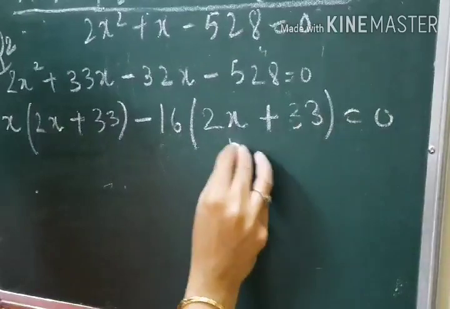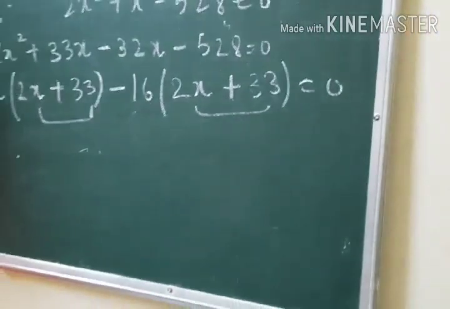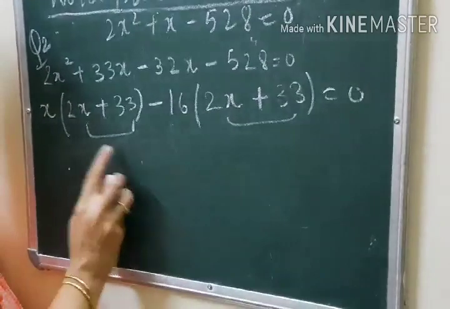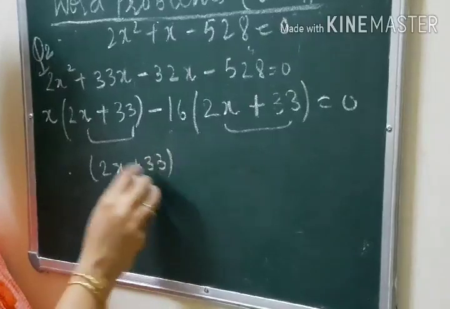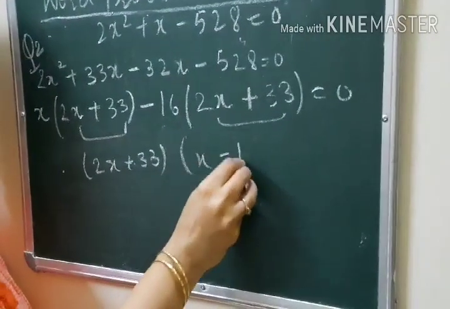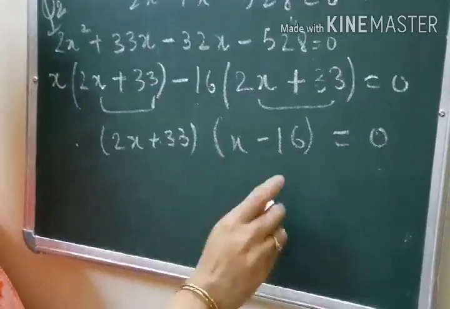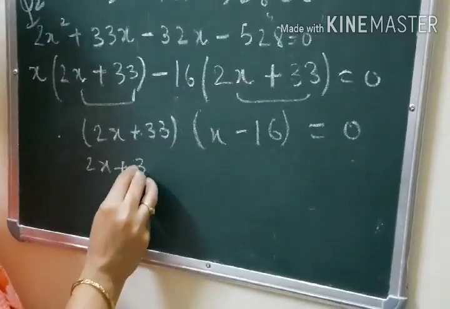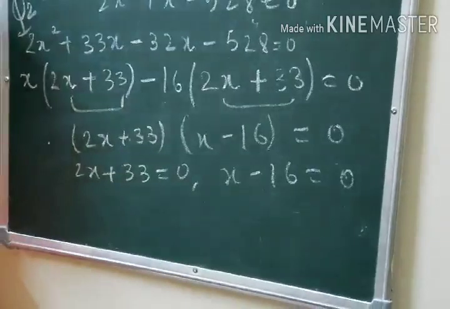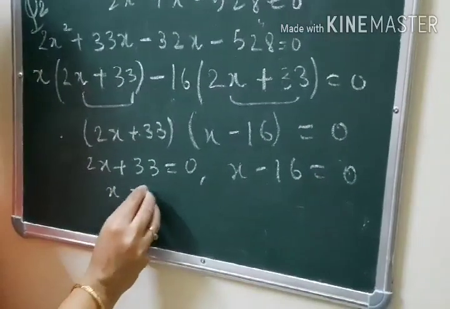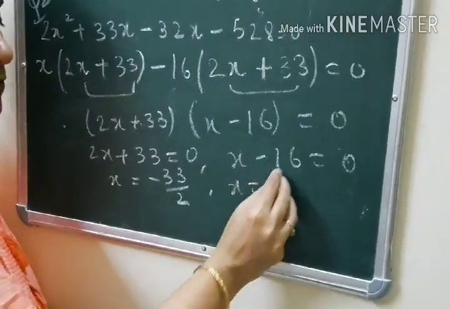So you can see that the brackets are same. When your bracket is same, that means till here we have done correctly. Nothing is wrong in this. So what we'll do, we'll just put one bracket out of these two, that is 2x plus 33, and the numbers which are left, we'll put them in one bracket, that is x minus 16. It is equal to 0. Now you will take both the brackets equal to 0. So 2x plus 33 equal to 0 and x minus 16 equal to 0. So x will be equal to minus 33 upon 2, and from here x equal to 16.